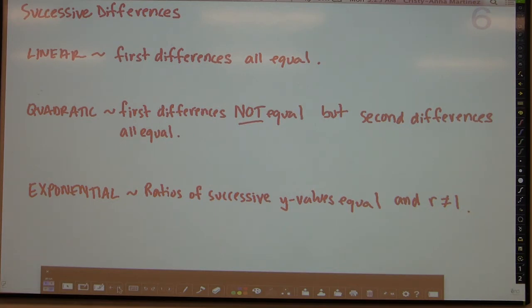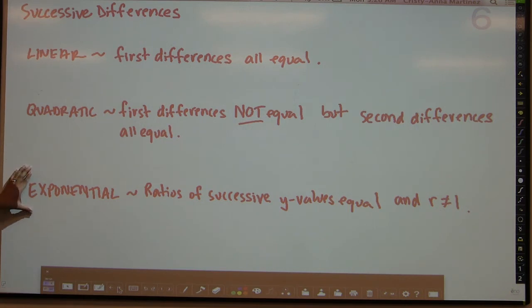But the differences of successive y values are called first differences, okay? The differences of successive first differences are called second differences. And again, I know that's very wordy, so just make sure you write this down so that you can understand which one's which. But basically for a linear function, if you have the first differences all equal, that means it's a linear function. If the first differences are not equal, but the second differences are, then you have quadratic.